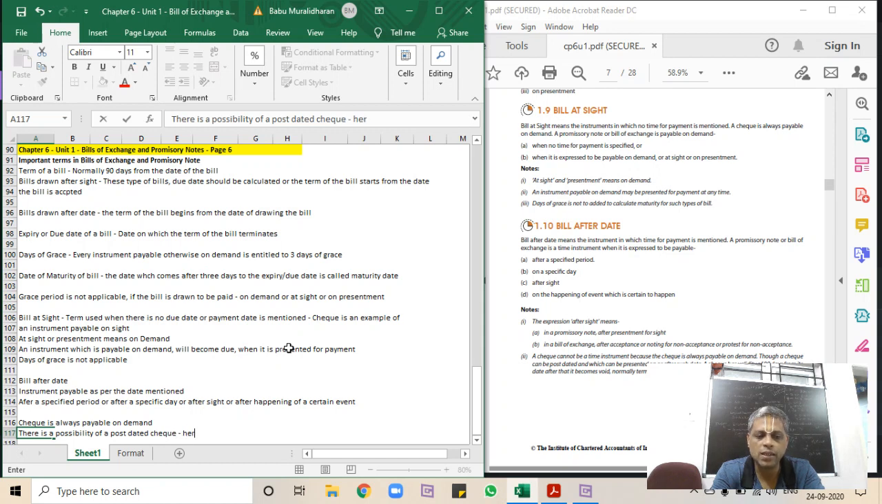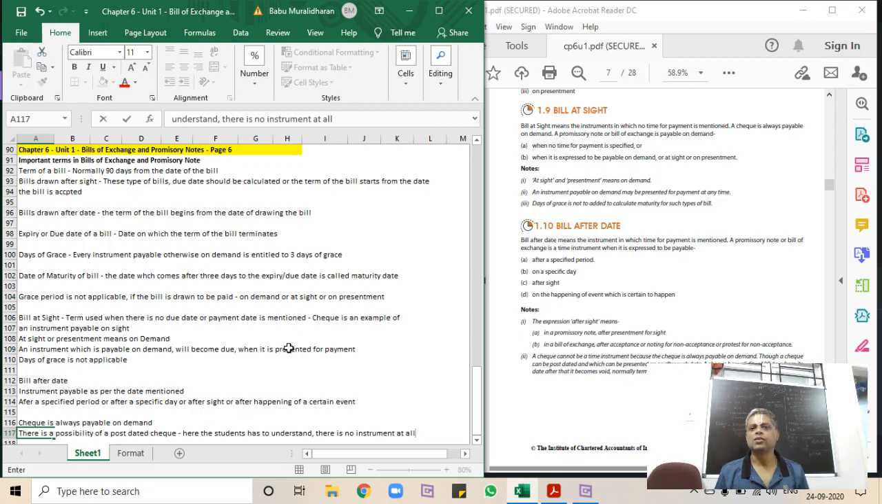Here, the students have to understand there is no instrument at all. In the case of a check, the check becomes an instrument only if it is properly dated and signed. A check without signature, a check without date, you cannot present it. A check becomes an instrument only if it is properly dated and signed.